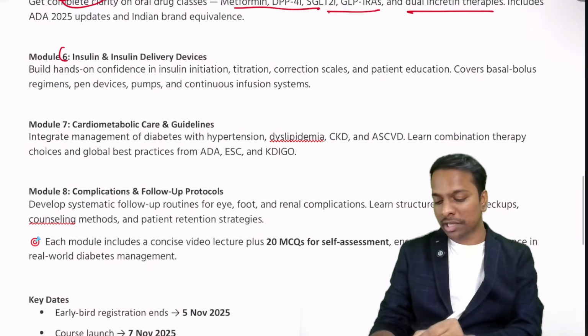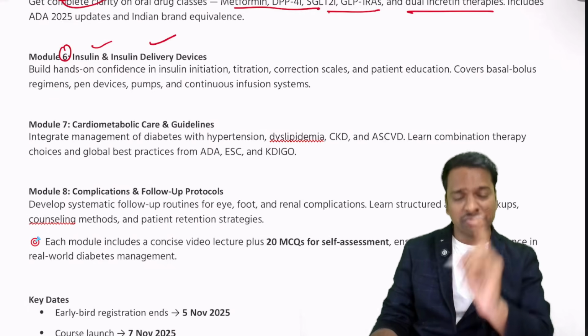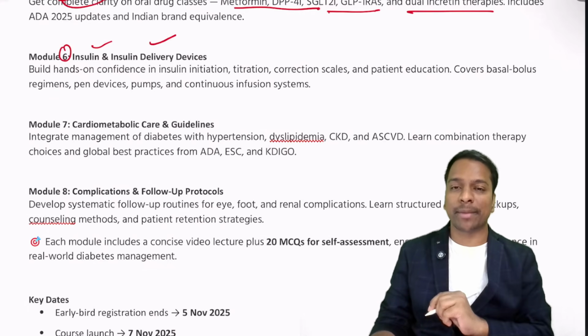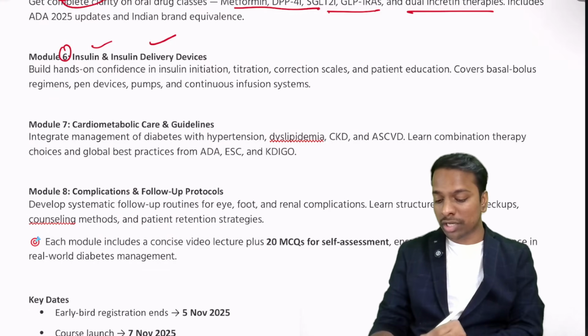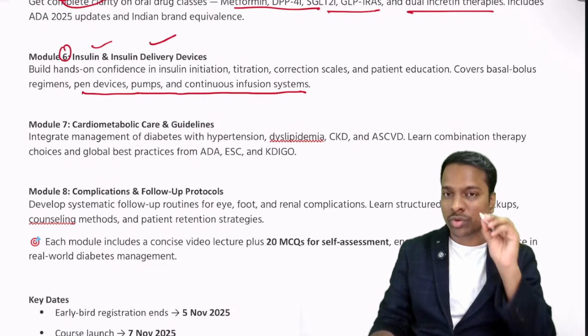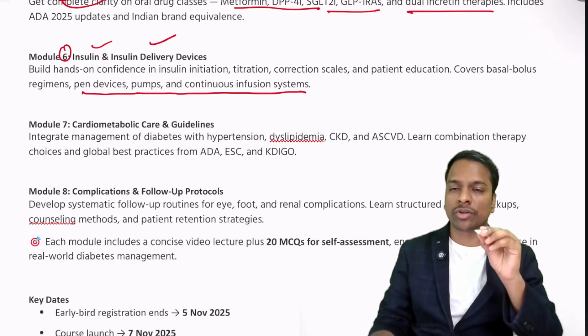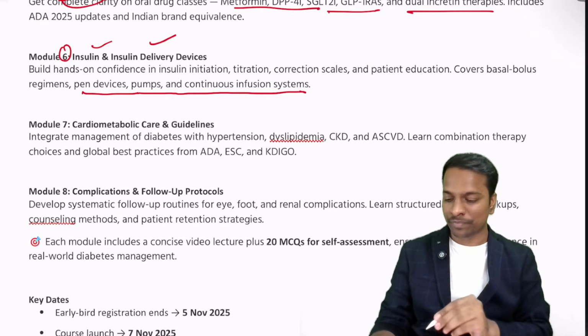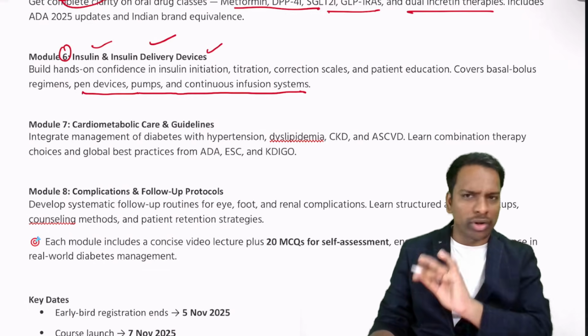Then in module 6, insulin and insulin delivery devices, because it is very important. If you have a type 1 diabetic patient, you must know what the insulin pumps, pen devices, and continuous infusion systems are. That is also equally important, even for your practice and for your clinical and theoretical exams as well. So module 6 will be about insulin, everything will be there.